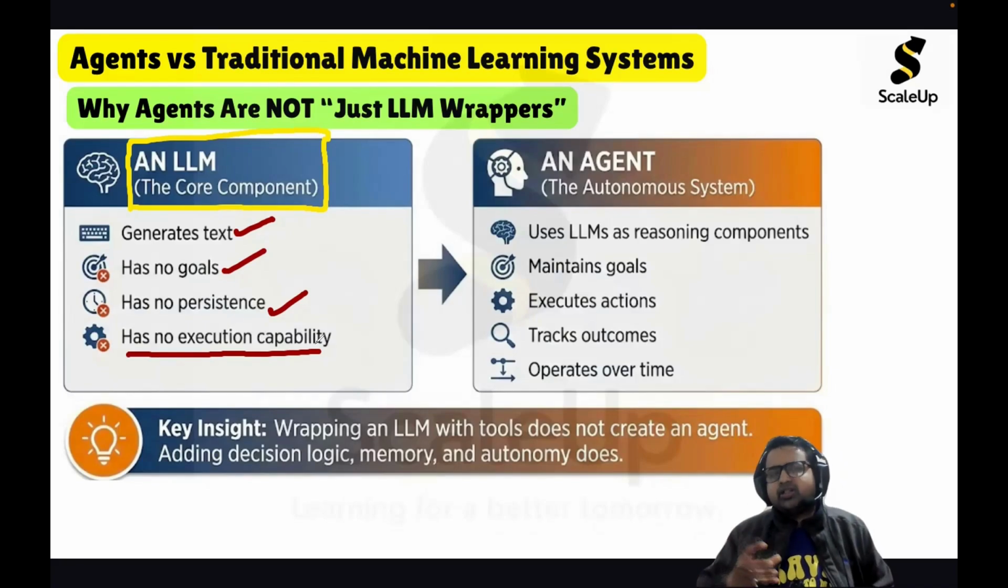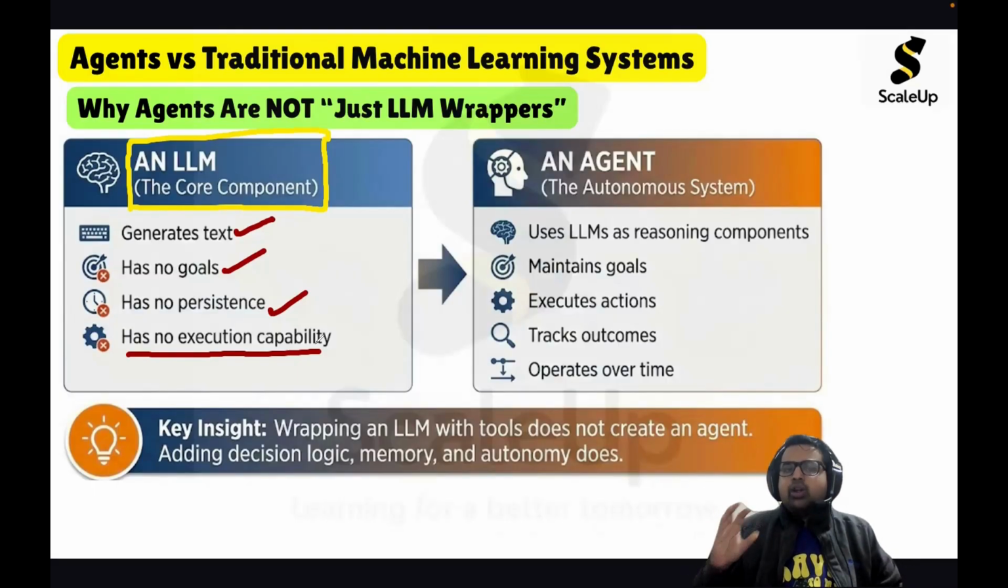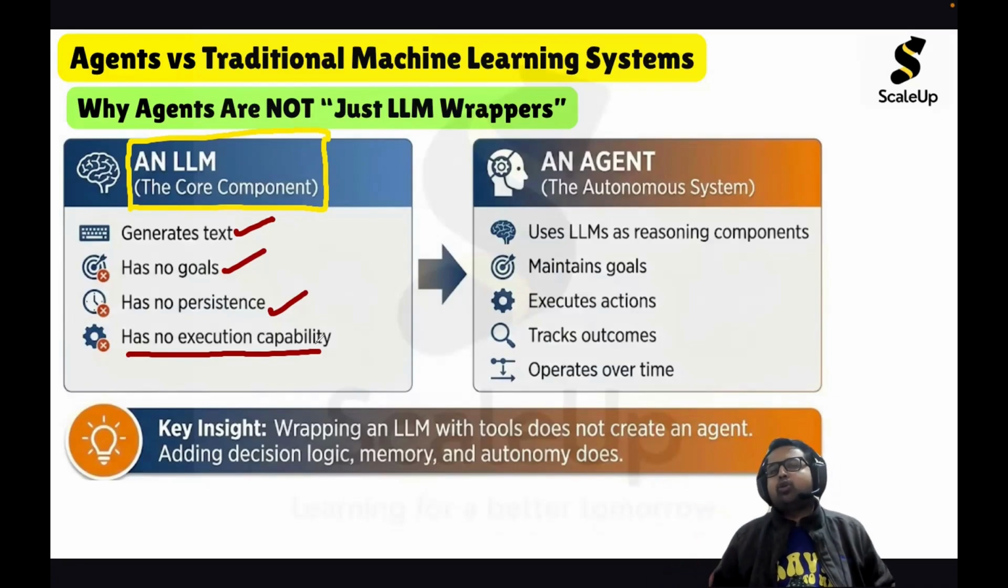So this is a very important discussion we are making. It's very important for you to realize the difference between LLM and agent, because most beginners might have a misconception that an LLM is in itself an agent. No, a large language model is very passive in nature. It has all the intelligence, no doubt, but it can only generate, it cannot act, it does not have any persistence, so it will not remember the interaction, and it does not have any goal.